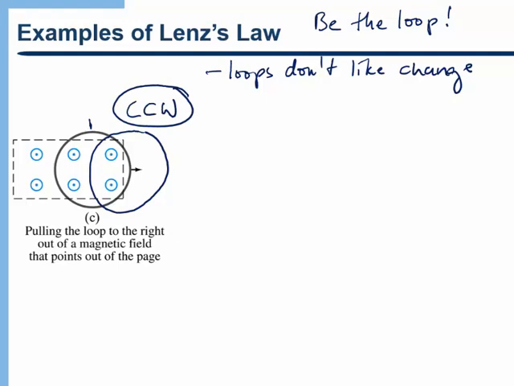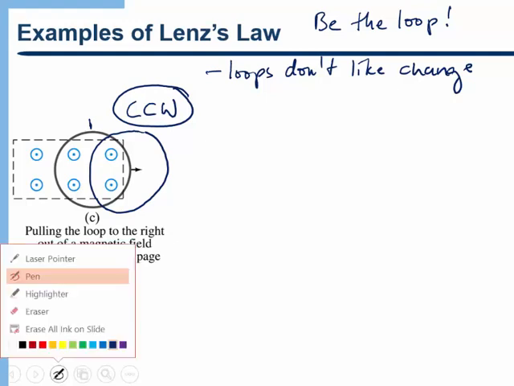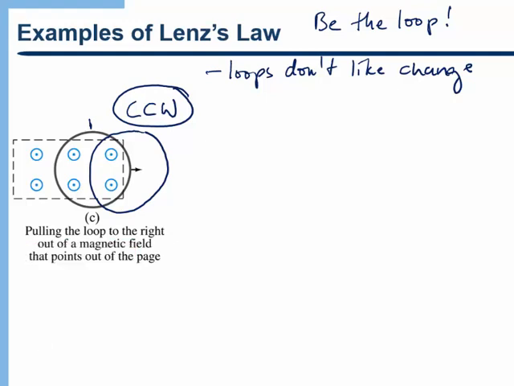Now notice, what if instead I had started with the loop out here and I moved it this way? Well, now all of a sudden there's more and more magnetic field coming out through the loop. So in that case, the loop would want to make clockwise current. In other words, it would want to make magnetic field in. So the loop will always do the opposite thing. The current generated will always oppose the change you're making.